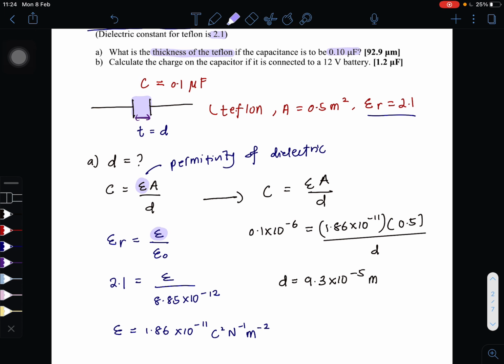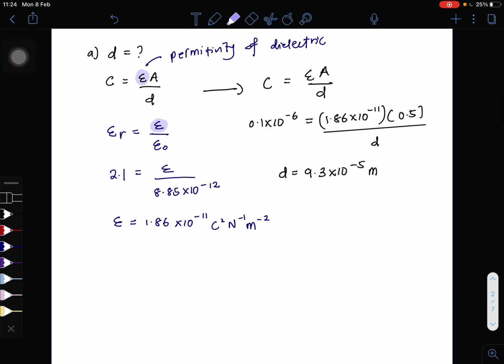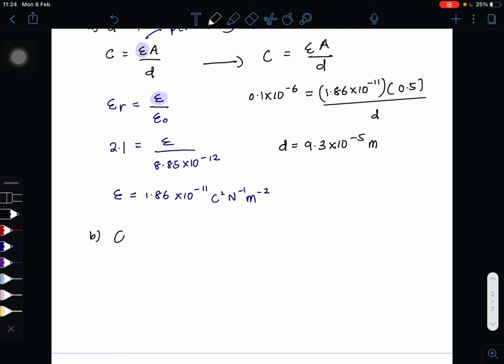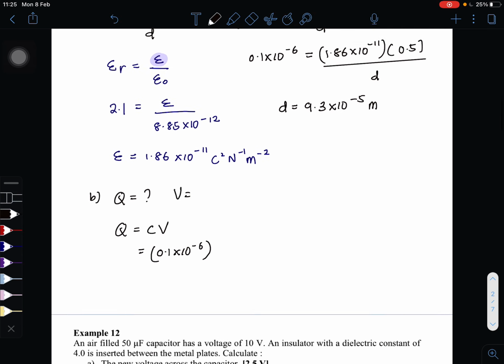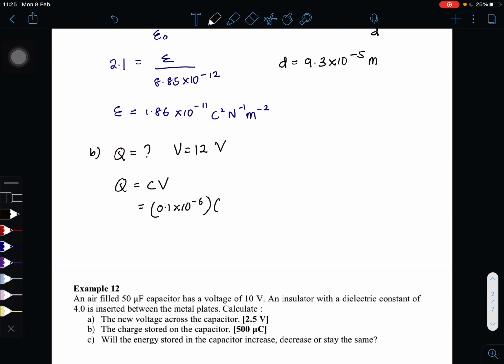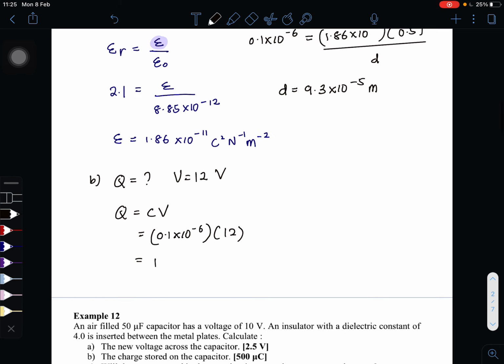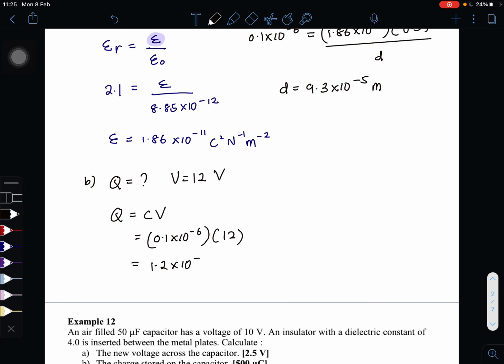Okay, now question B. Calculate the charge on the capacitor if it is connected to 12 volt. So we want to find the charge. This one is very straightforward. We want to find the Q. So Q will be equal to CV. C we already have, which is 0.1 exponent negative 6, and then the voltage was given earlier, which is 12 volt. So multiply by 12, and then we get the charge will be equal to 1.2 exponent negative 6 coulomb.